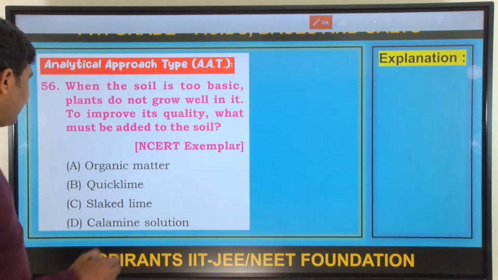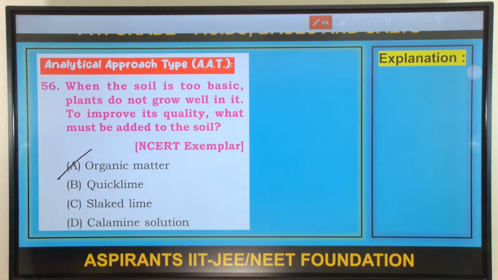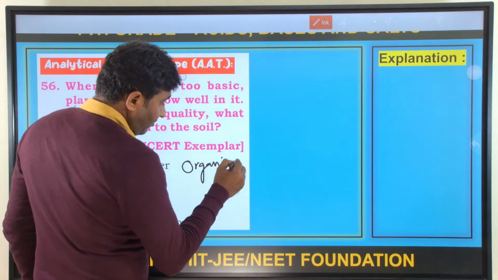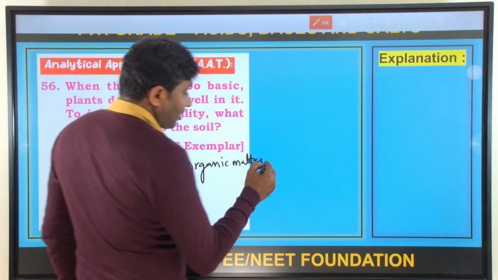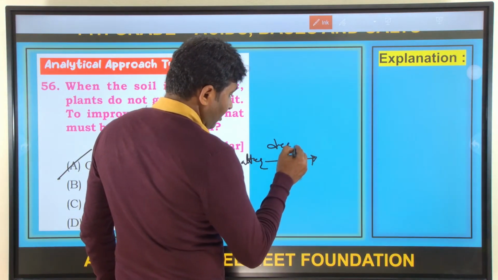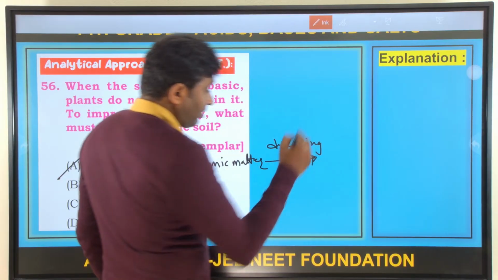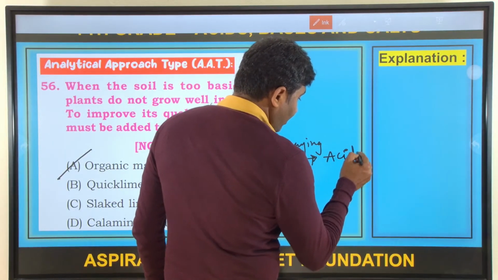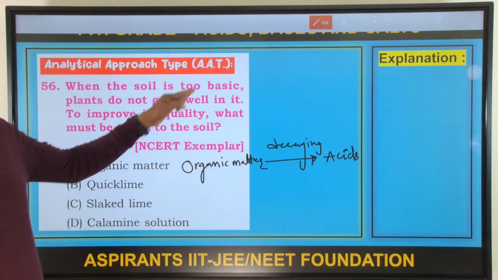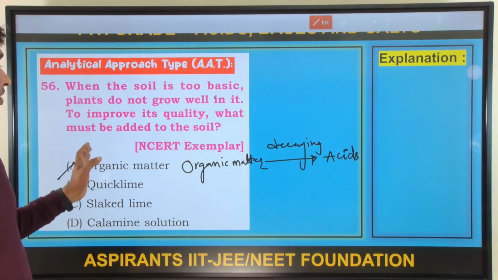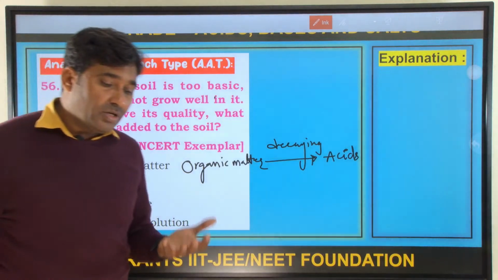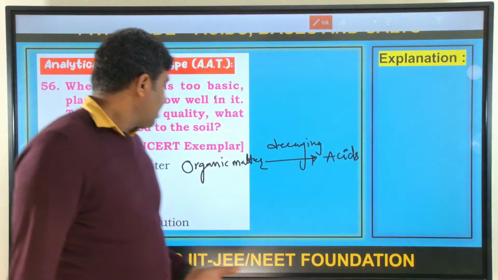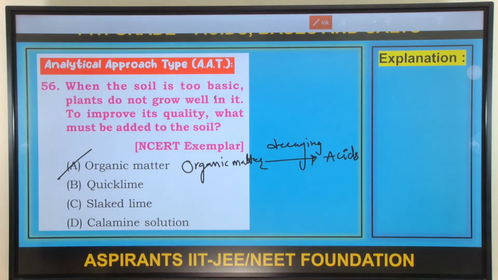So organic matter we need to add. Our option is A. Why? Because when organic matter undergoes decaying, it produces acids. These acids neutralize the excess of basic components present in the soil. In that way, the pH level of the soil is brought to normal to grow the plants properly. So our option is organic matter.